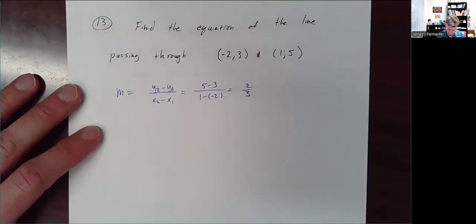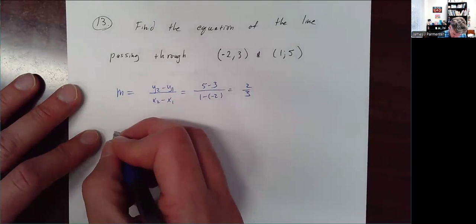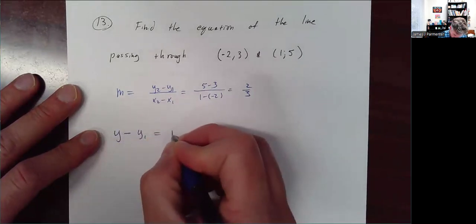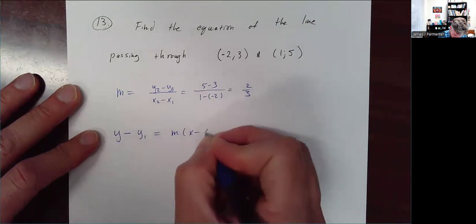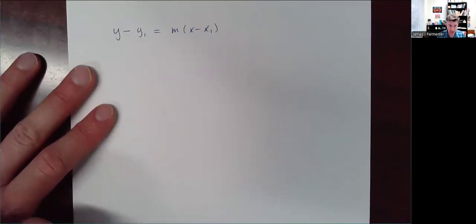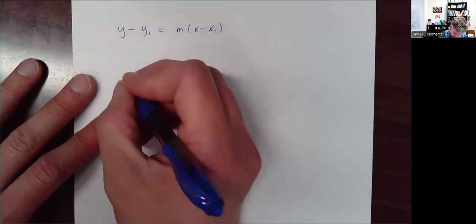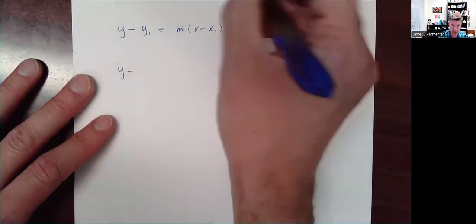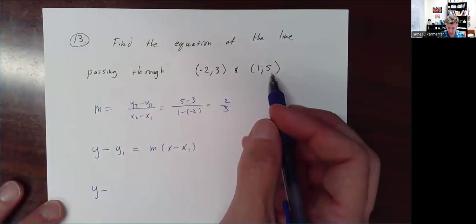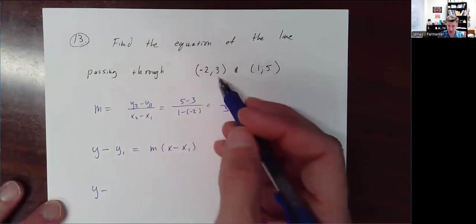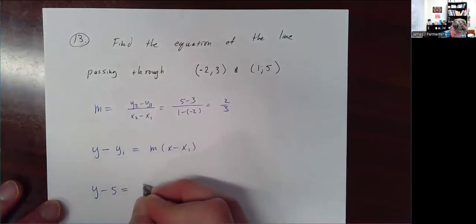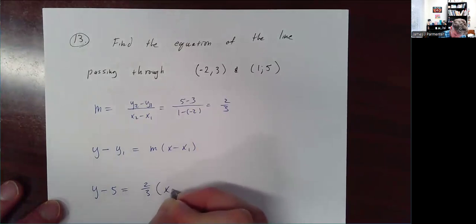And then I'm going to write y minus my y coordinate equal to my slope times x minus my x coordinate in parentheses there. So you're going to have y minus, take your pick. If I have a choice between all positive and some negative, I usually prefer all positive. So I'm going to have y minus 5 equal to 2/3 times x minus 1.